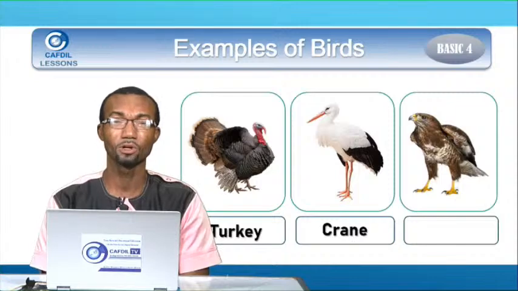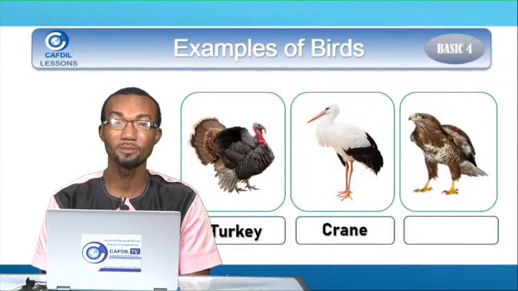Crane. And you normally see this type of birds anywhere you see cattle. Anywhere you see cattle moving, you see these cranes along with them. They normally pick some insects or small animals on the cattle. So whenever you see cattle, you see this type of birds there.